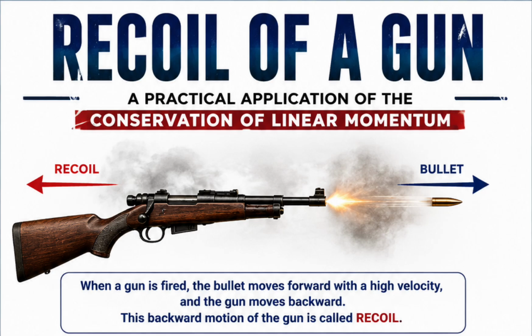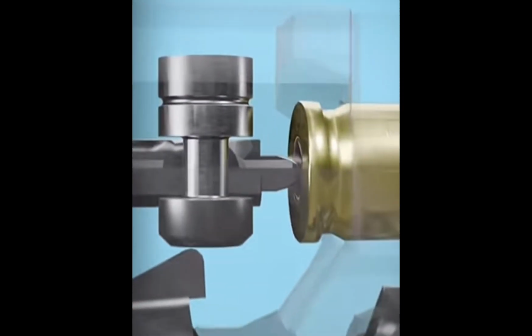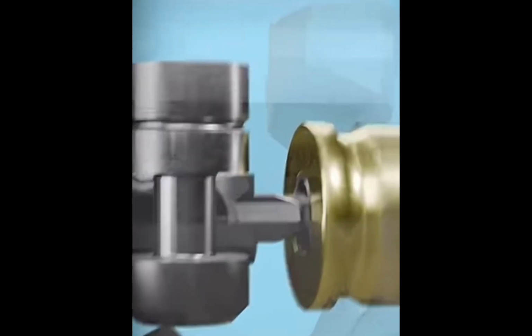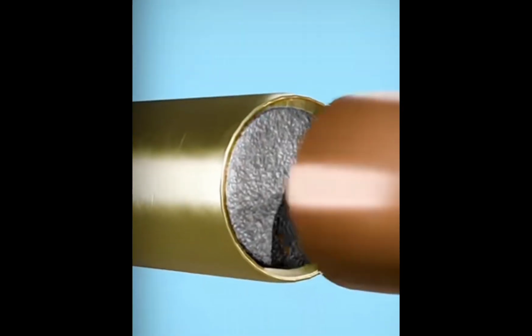Recoil of a gun. You pull the trigger of a gun. It releases a pin which strikes the primer at the base of the cartridge. Inside this cartridge is a chemically explosive substance known as smokeless powder.